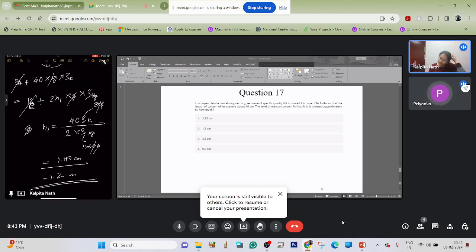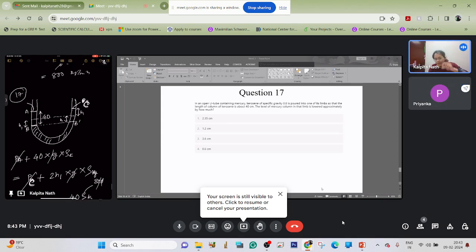No, ma'am. I took the height as h1. But it will be depressed also, na? So you have not taken both of them into consideration. This side will be depressed and this side will be increased. So if we want to match the level, it will be 2h1 at last, right? Yes, ma'am.